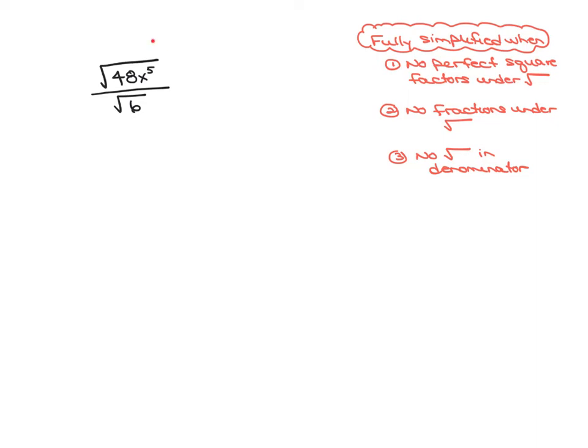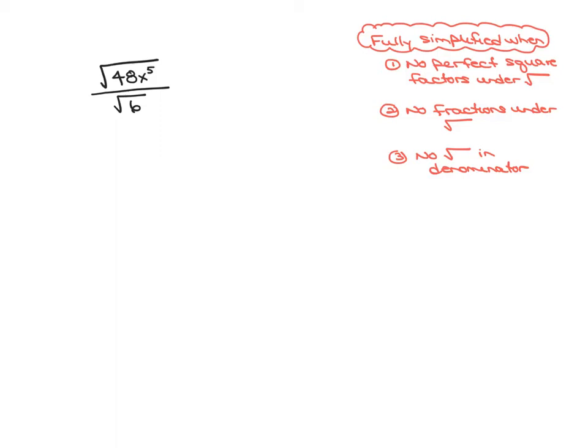In this mini lesson, we're going to simplify this expression with radicals in it. And we want to get it fully simplified. To do this, just a reminder about what it means to be fully simplified. We can have no perfect square factors under the radical. We can have no fractions under the radical and no radicals in the denominator.